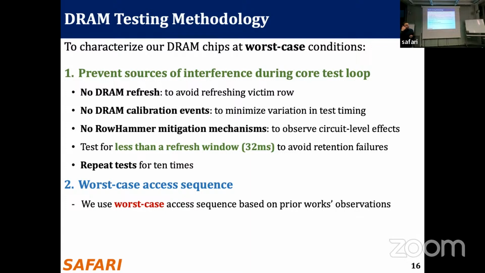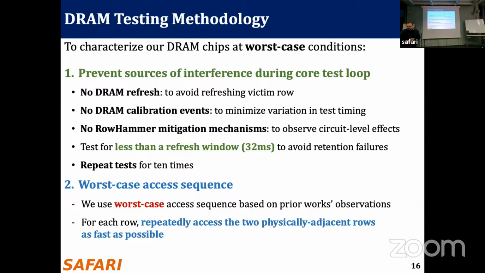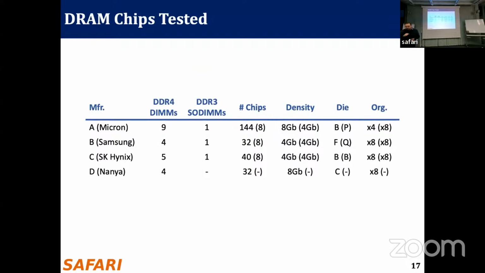As the default access sequence, we follow the methodology provided in prior work, which is repeatedly accessing two physically adjacent rows as fast as possible. Then we alter this memory access pattern when we want to see the effect of memory access patterns.